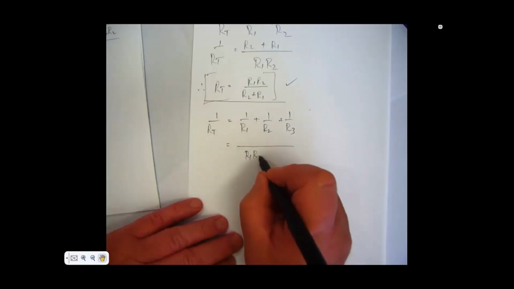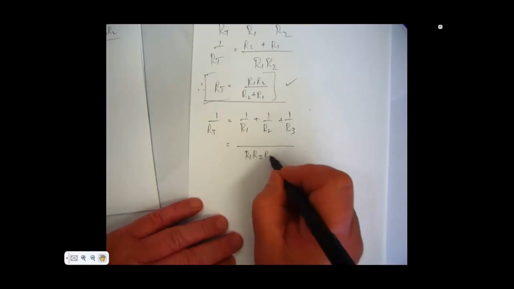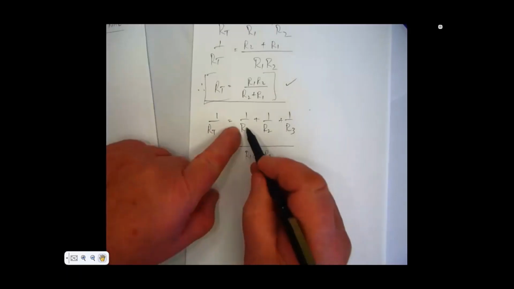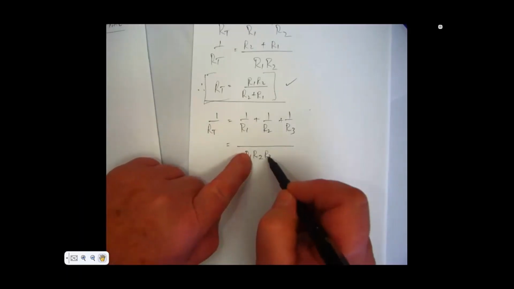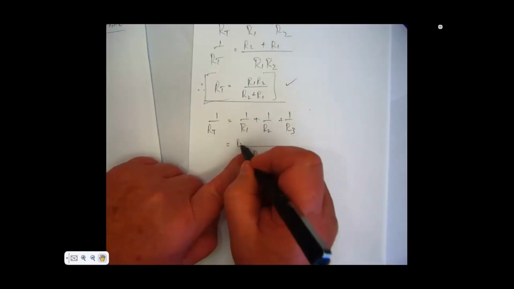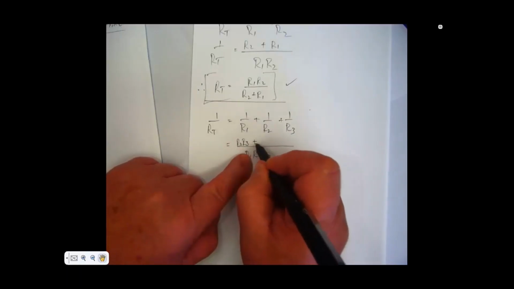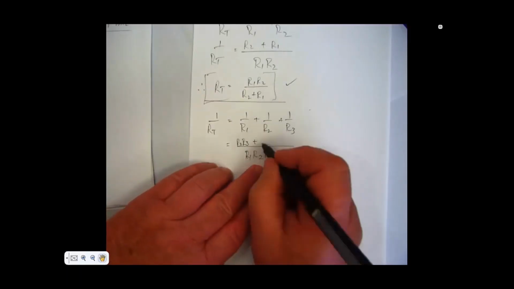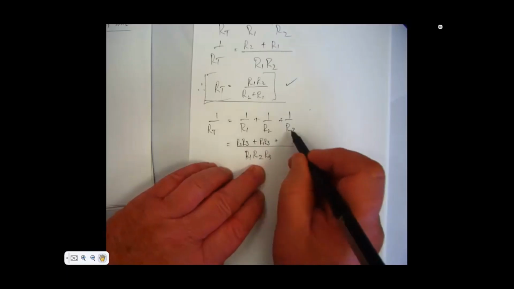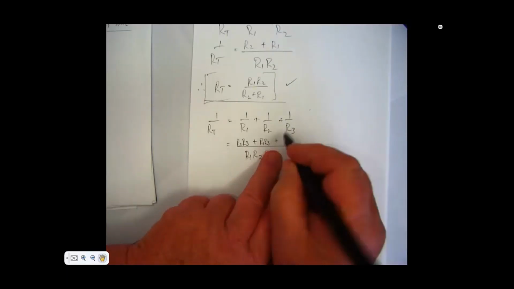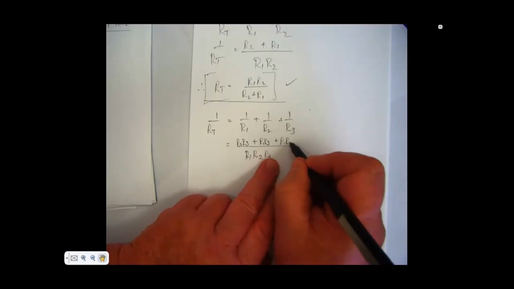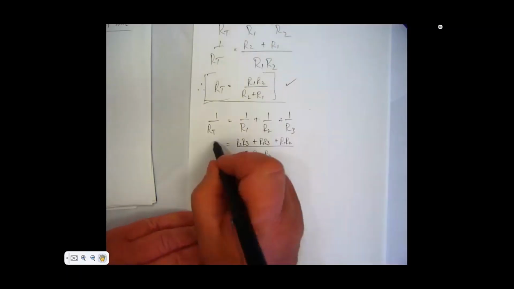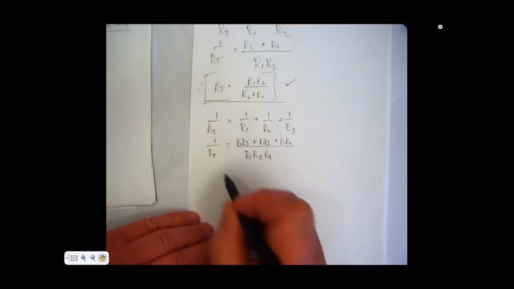R1, R2, R3. So R1 divided into that goes R2, R3 times. Times 1 is just R2 R3. R2 into this term goes R1, R3 times. Times 1 is R1 R3. And R3 divided into that goes R1, R2 times, multiplied by the 1. So finally we have that.